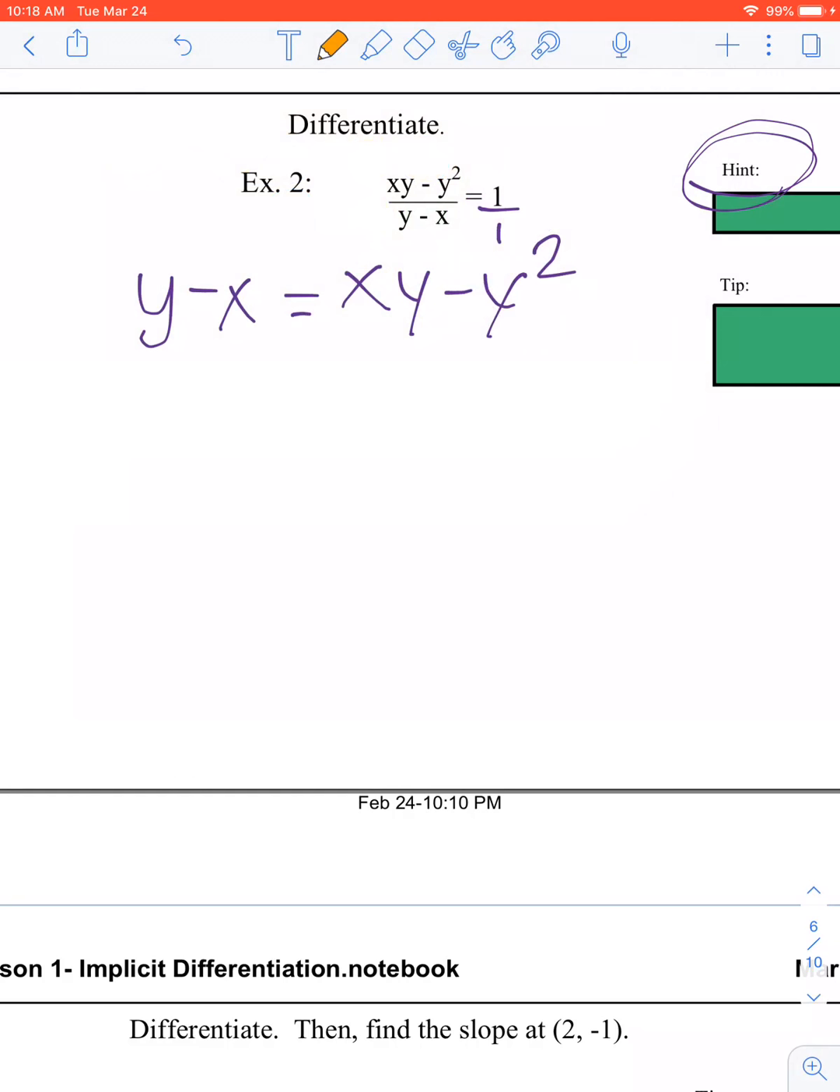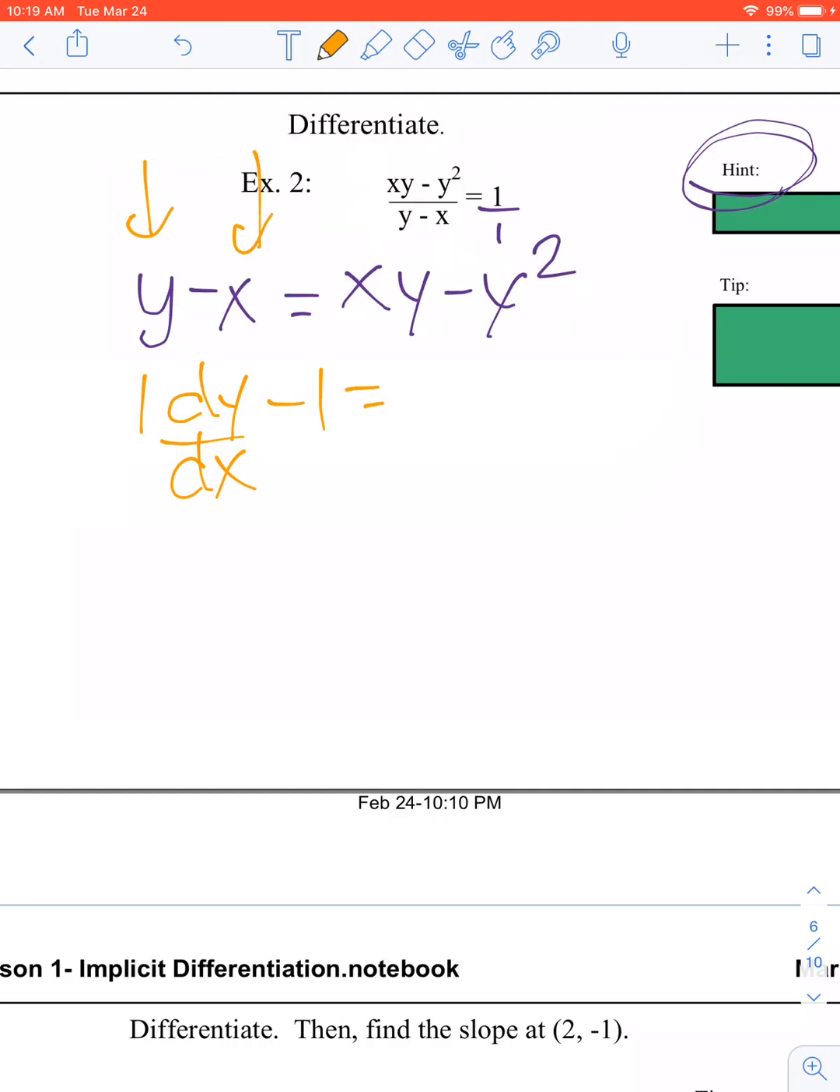Now, when I differentiate y, the derivative of y is 1. However, because I differentiated a y variable, I have to use chain rule and include a dy dx factor. If you want to use y prime, you're more than welcome to do so. When I differentiate minus x, it's just a minus 1. I do not include a dy dx factor because I'm differentiating with respect to x.